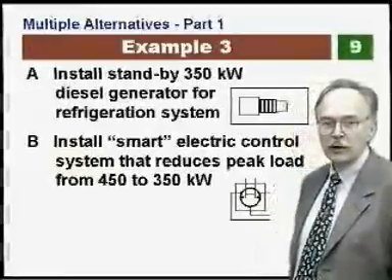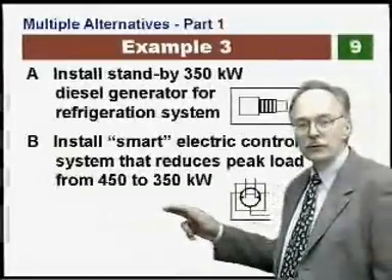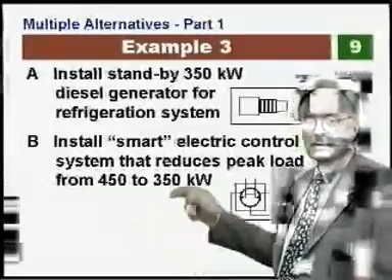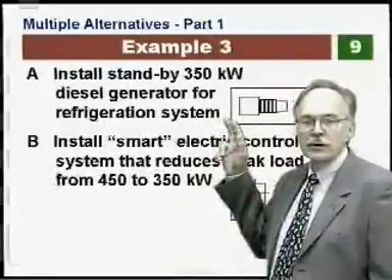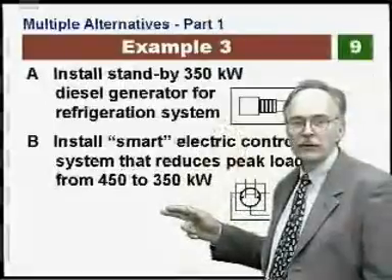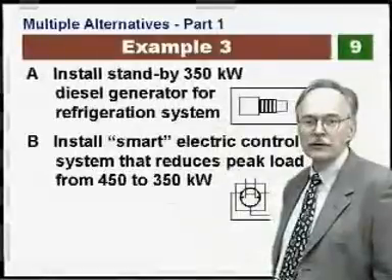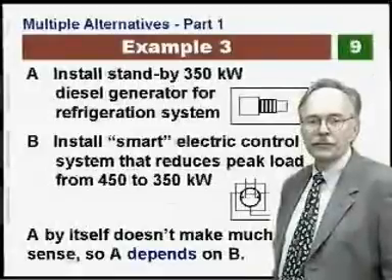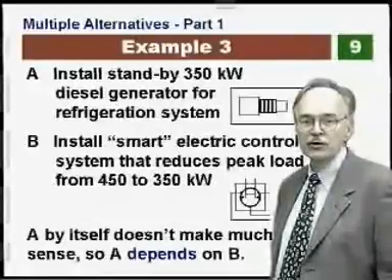And let's think about alternative B, which is to install a smart electric control system that reduces the peak load from 450 to 350 kilowatts. Now let's think about these two alternatives. If you just get the generator that has a capacity of 350 and you have a power outage and your factory tends to run at a peak load of 450, the generator is not going to do the job. So you really need to install both if you're going to install the generator. So we say that A depends on B. That's an example where we have a contingent alternative. Alternative A is contingent on the installation of alternative B.